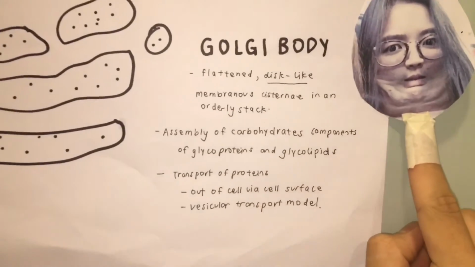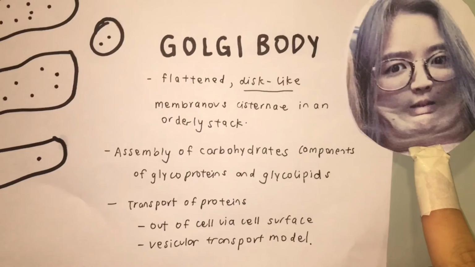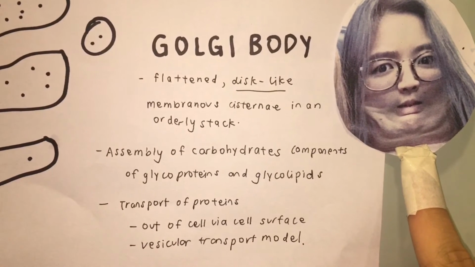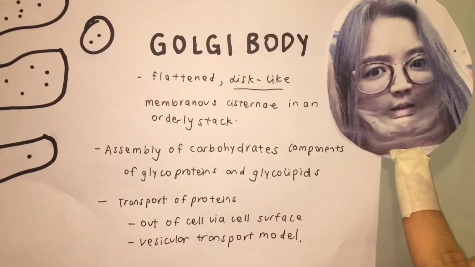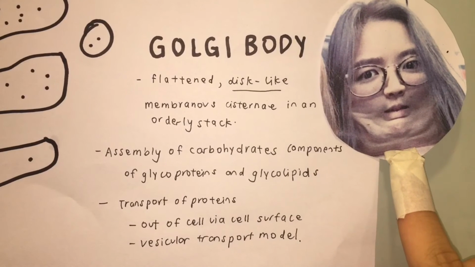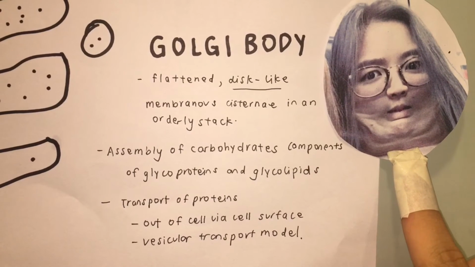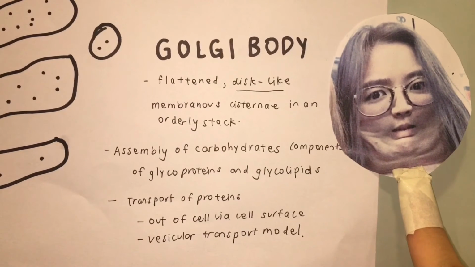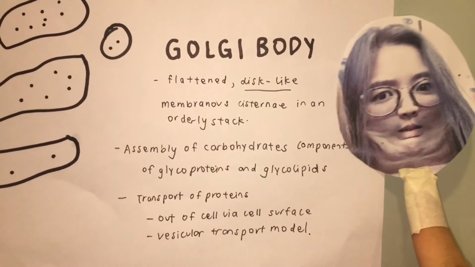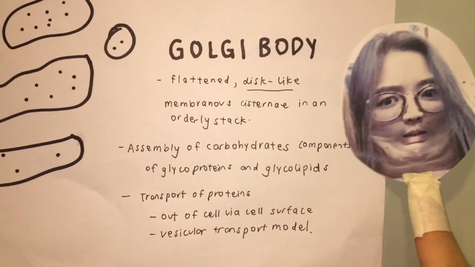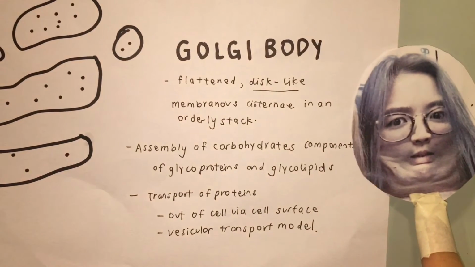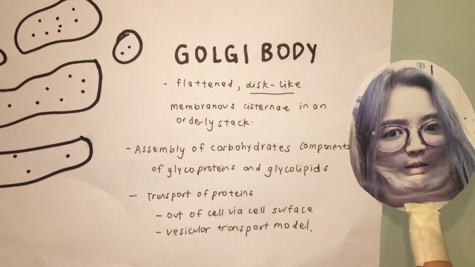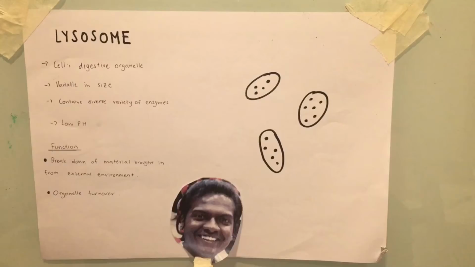Next, let's talk about the Golgi complex, also known as the Golgi apparatus. It is a flattened disc-like membranous cisternae arranged in orderly stack, and it is involved in post-translational modification, which involves assembly of carbohydrate components of glycoproteins and glycolipids. It is also responsible for transport of proteins. The proteins are out of the cell via cell surface. This is also known as the vesicular transport model.